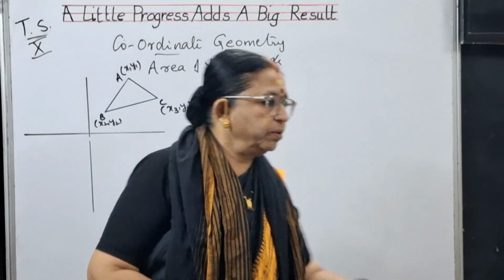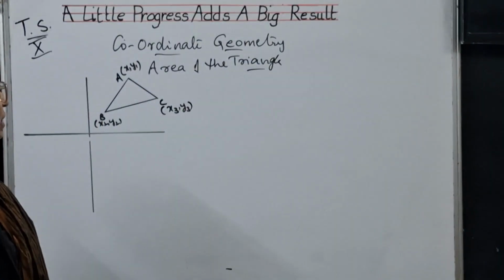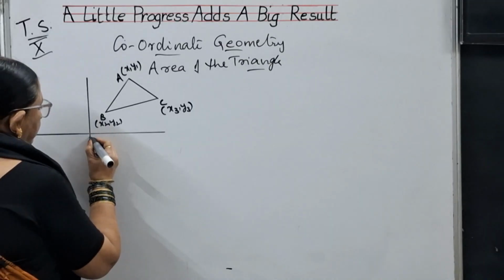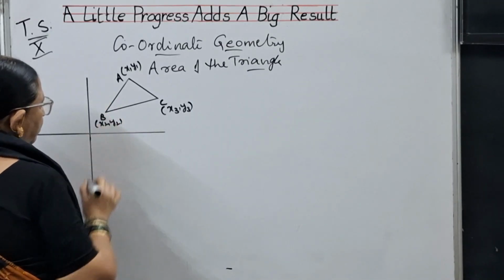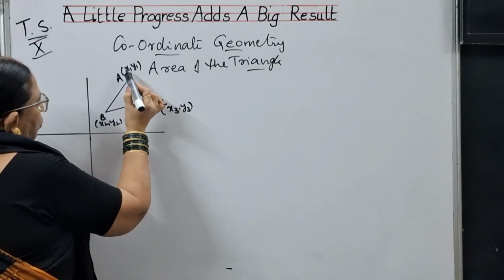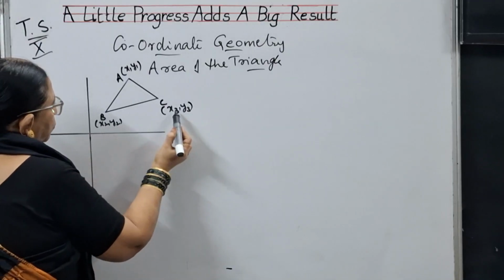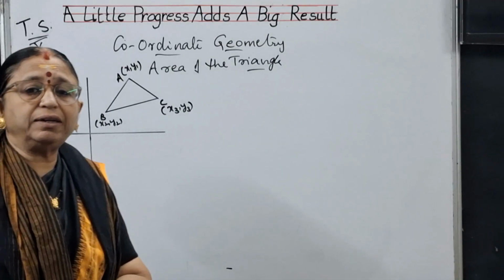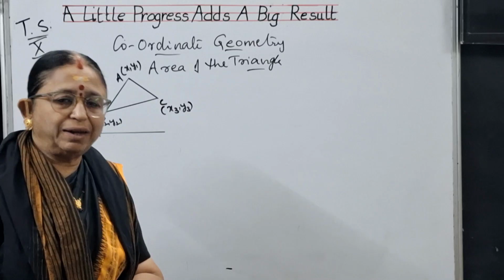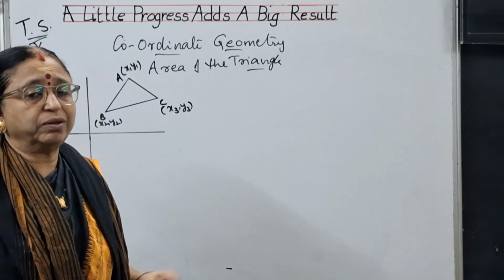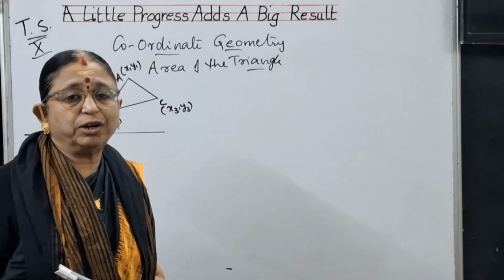Now, if the area of a normal triangle, not on the coordinate axes, is given, this is the coordinate axes, children, x and y, and this is a triangle given to you. In this triangle, A coordinate is (x1, y1), B coordinate is (x2, y2), C coordinate is (x3, y3). Now its area you need to find out. Actually, it is not possible to find this area directly as you did in the previous topic. So we have to derive a formula.